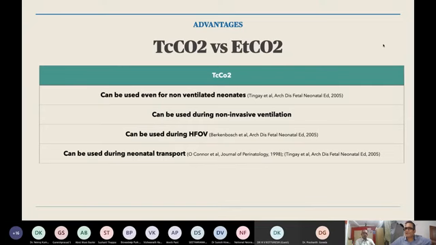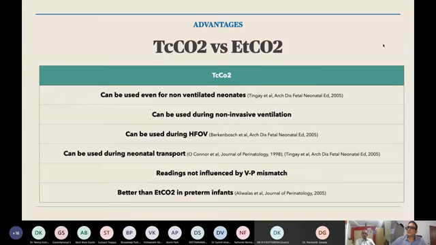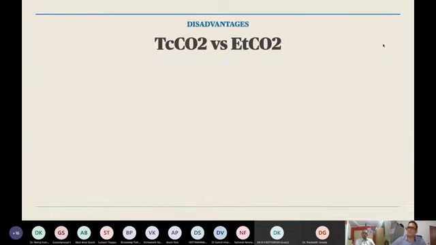Whether the baby is ventilated or not, it doesn't matter, and the readings are not influenced by ventilation perfusion mismatch. And this is better than EtCO2 in preterm babies. This was an article published by Aliwalas in the Journal of Perinatology in 2005. So these are the advantages of transcutaneous CO2.